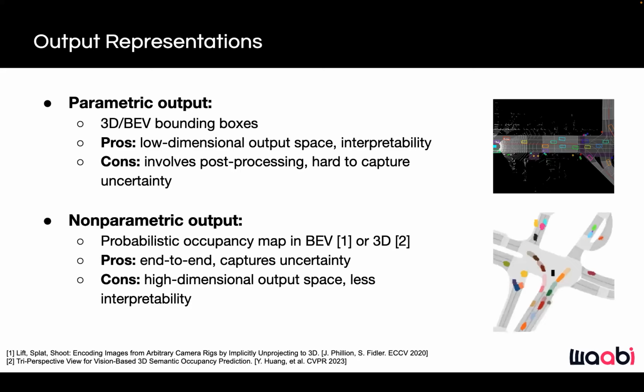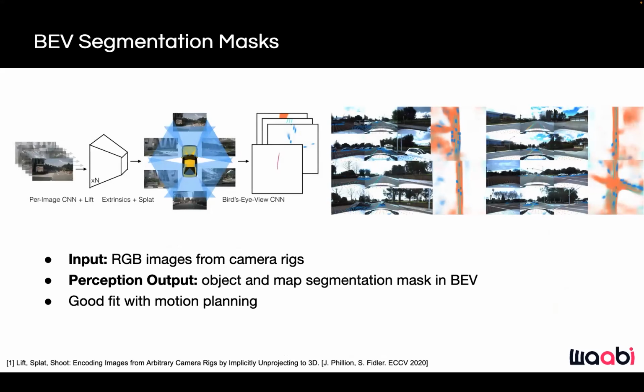In the meantime, there are methods that choose to reason about non-parametric outputs like probabilistic occupancy maps in 3D or BV, enabling end-to-end learning and uncertainty propagation, but with higher-dimensional and less interpretable outputs. So we'll briefly discuss two recent works that adopt non-parametric output representations. The recent work Lift Splat Shoot learns BV features from the RGB camera and outputs object and map segmentation masks in BV as a perception output. In addition, their model performs motion planning by sampling trajectories on a jointly learned BV cost map.